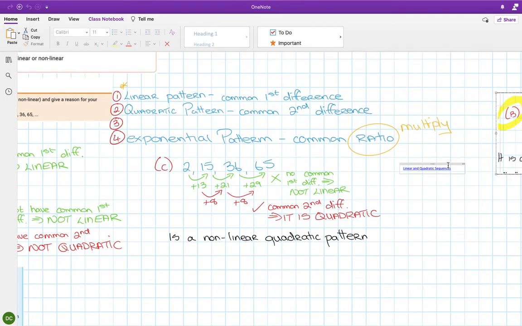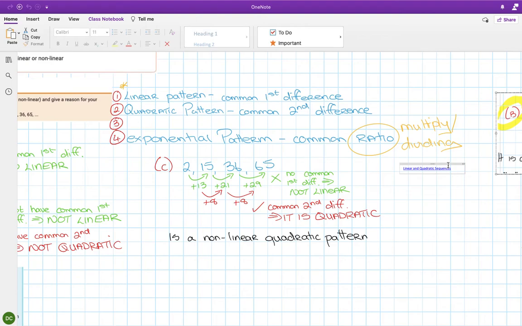And how do we know it's exponential? We know it's exponential because it has what they call a common ratio. And the ratio, that just means you're going to be multiplying or dividing to go term to term. Okay? Now I'll fill the third one in, just not today.